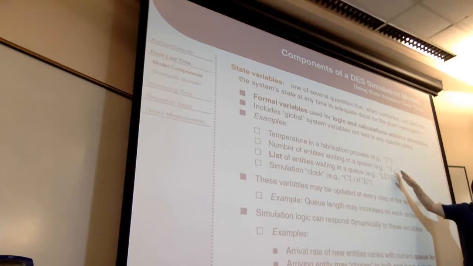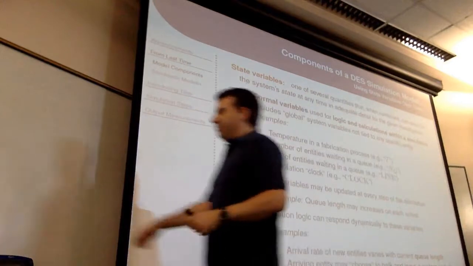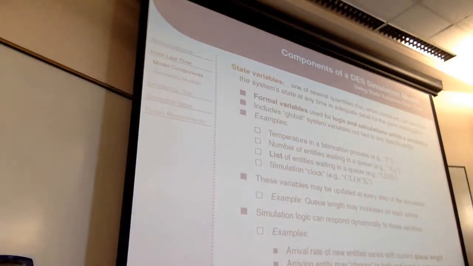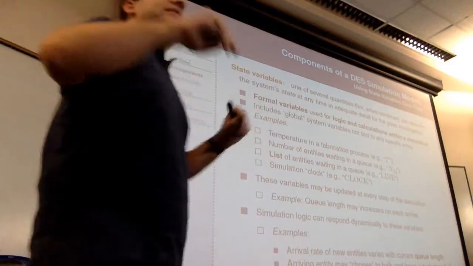So it's just wherever you feel that you need to make use of something in your logic, you probably need a state variable. Yeah? What's the difference between number of entities waiting in a queue and list of entities? Excellent point. A number of entities waiting in a queue, like n, might be equal to 5. And if that's all I need for my calculation, that's fine. But I might need to know exactly who those entities are.